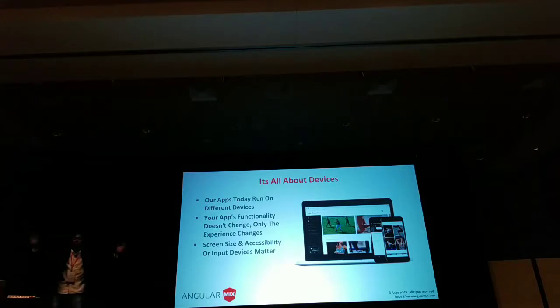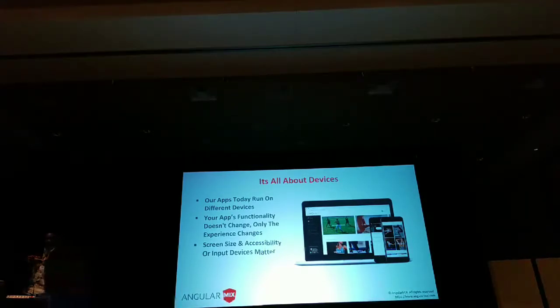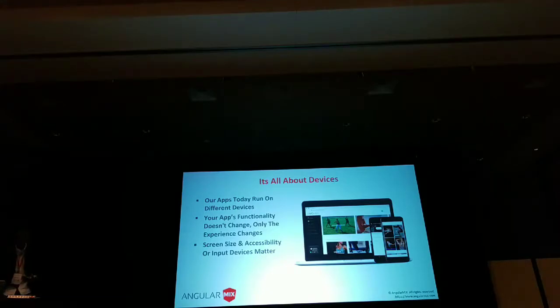On the desktop, you have a huge screen. On the mobile, you have touch and a very small interaction area. On the smartwatch, you have very small screens. Now you have things like the Amazon Echo that don't even have screens, so you need to use voice to interact with them. Same app, different experience.